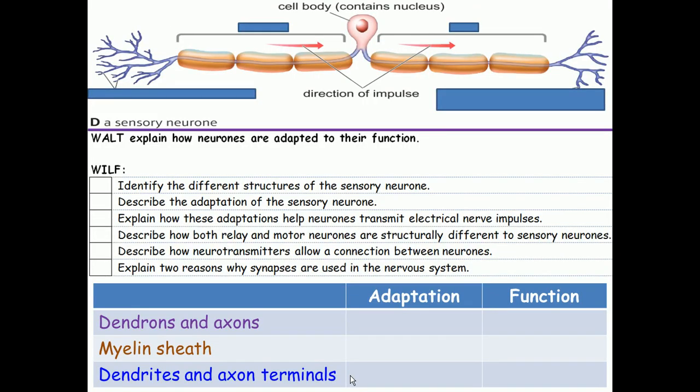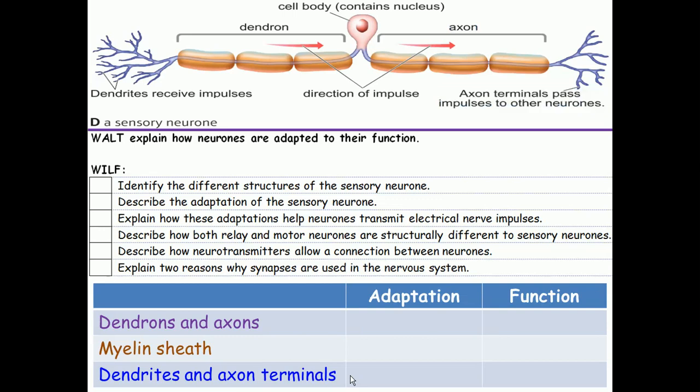You will also need to know how neurons are adapted for their function. In other words, what are the structures that make them specialized for their function? So a neuron has got dendrites, and that receives the impulse. There's also dendron, then axon, and then axon terminal, which passes the impulse to other neurons. So how are they adapted? You've got to know three different things.